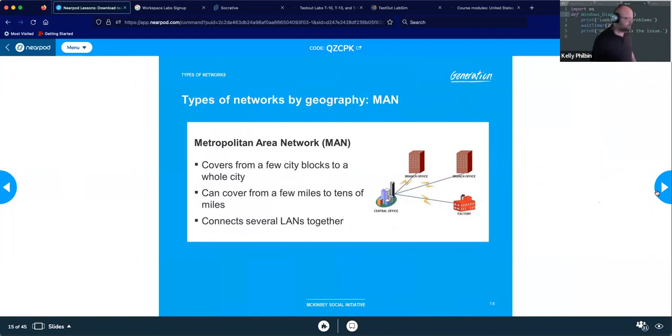And what this is doing is it's connecting multiple LANs together. Like here in Jacksonville, we have FSCJ, which is Florida State College of Jacksonville, and they have like five campuses around town or something like that. All of these are connected through a MAN. So it's multiple LANs connected through a MAN.